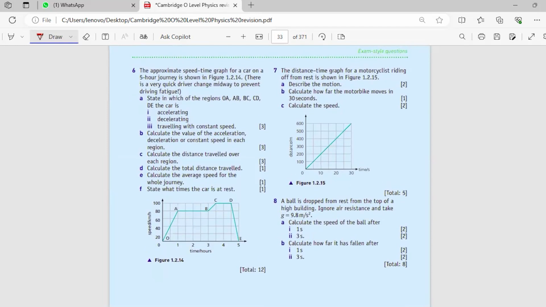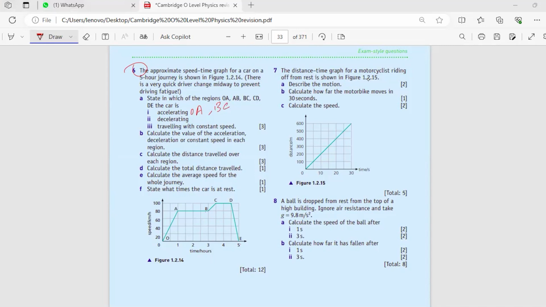Just like this, state in which region the car is accelerating: from O to A. Decelerating is D to E. Accelerating, we can also say BC. We can say accelerating is BC, and there is DE.